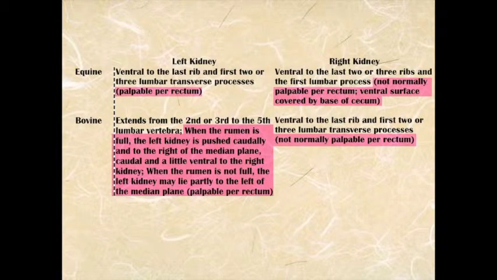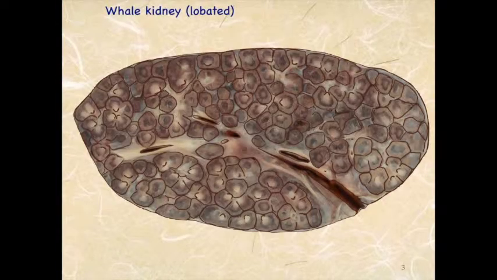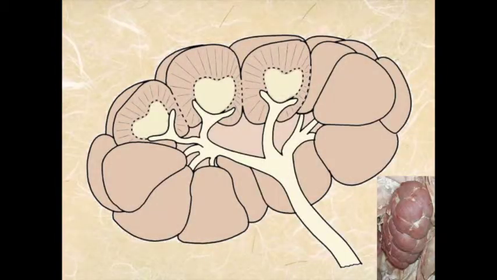Whereas the right kidney is going to be ventral to the last rib and the first 2 or 3 lumbar processes, and is not normally palpable per rectum. It does not dangle on the right side. Okay, the whale kidney is very lobated, as we see here. And the bovine kidney, you notice that it was somewhat lobated, but we will see that those lobes are fused.